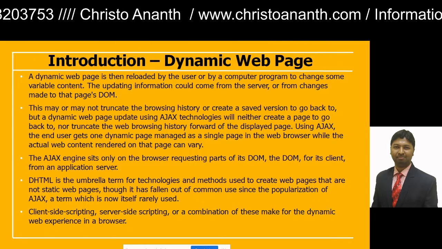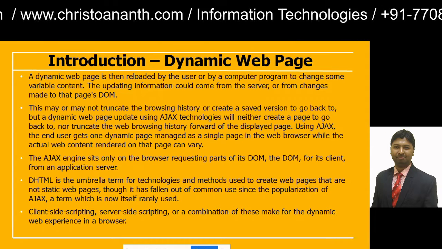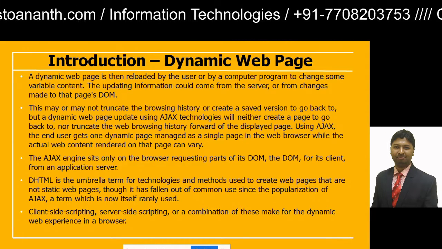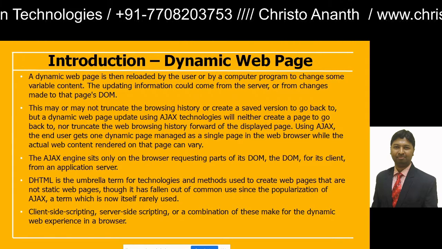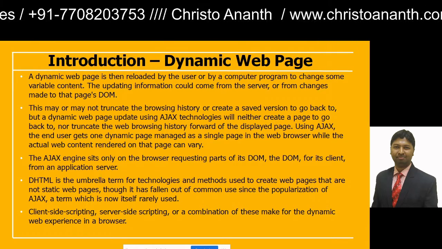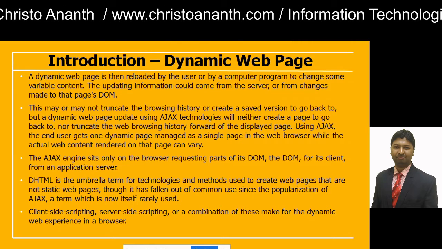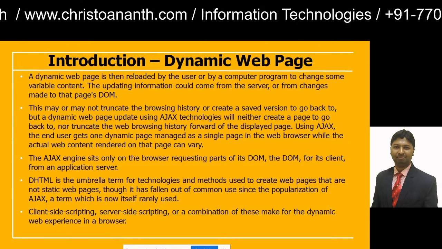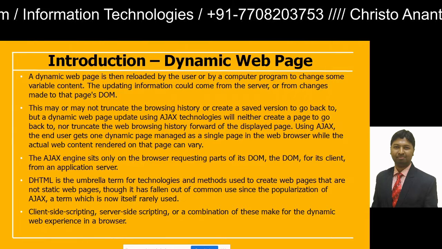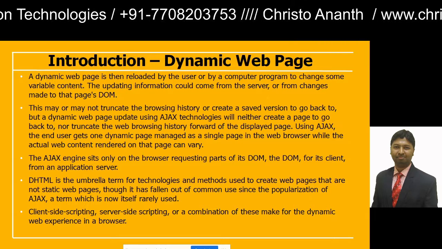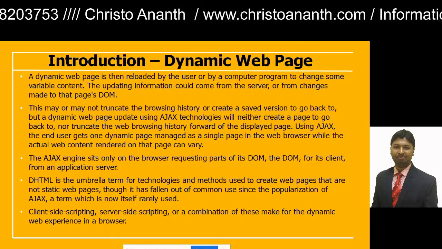So using Ajax technologies, the end user gets one dynamic page managed as a single page in the web browser, while the actual web content rendered on that page might vary. So the Ajax technologies engine sits only on the browser, requesting parts of its document object model for its client from an application server. So you can say DHTML, dynamic HTML, is an umbrella term for technologies and methods used to create web pages that are not static web pages, though it has fallen out of common use since the popularization of Ajax.